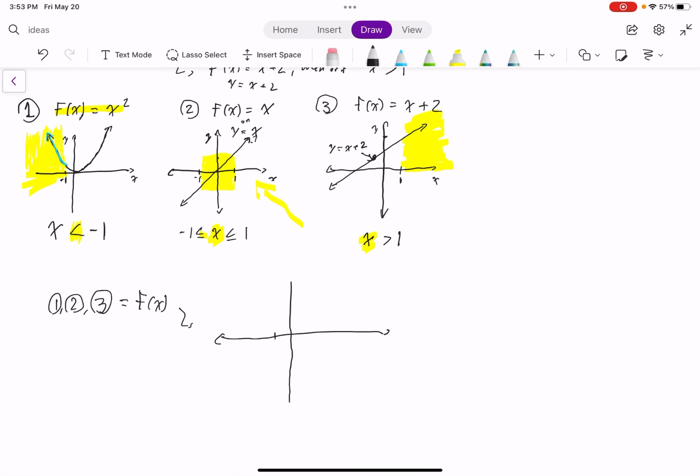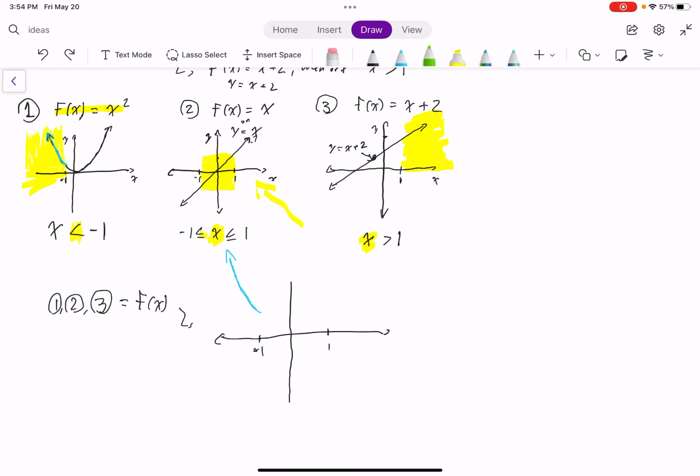If this is negative 1, put him out a bit. So this is negative 1. This is 1. He will be somewhere around here, going up, right? Because this is just the same thing.